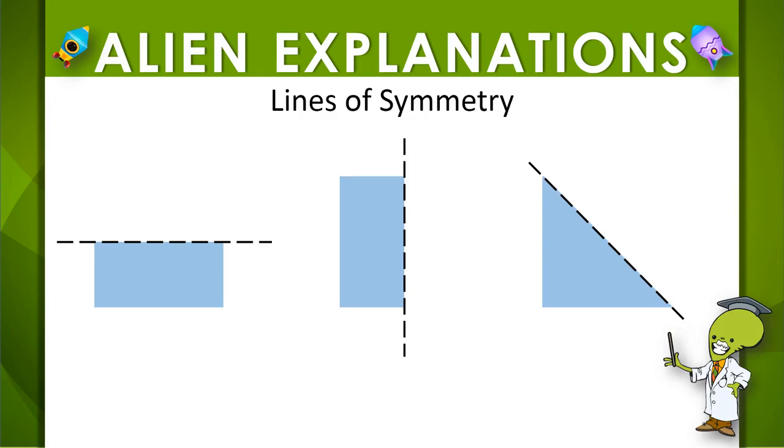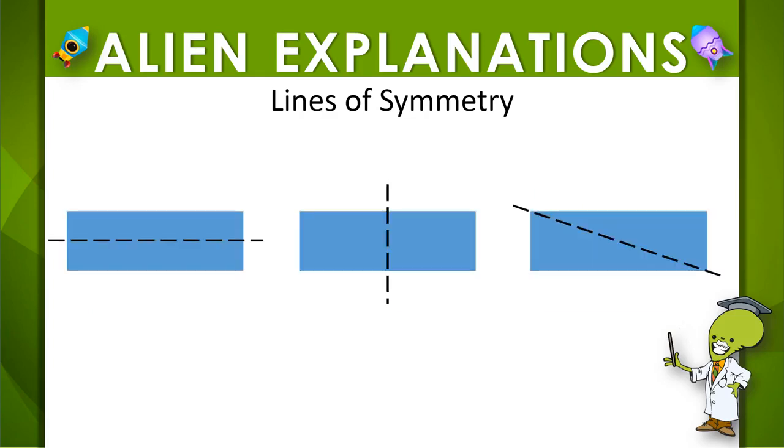Now let's look at a rectangle. So I have three rectangles. They're all the same, and one is being cut in half down the middle, one is being cut in half up and down, and one is being cut in half diagonally. Now, let's check each one of these. If we were to fold the rectangle down this line, it would land perfectly on top of each other and make two congruent halves. If we were to fold the rectangle down this line, it would land on each other and make two congruent halves.